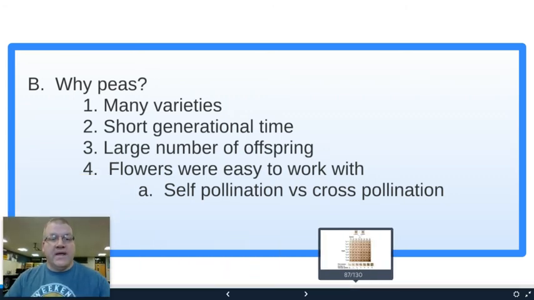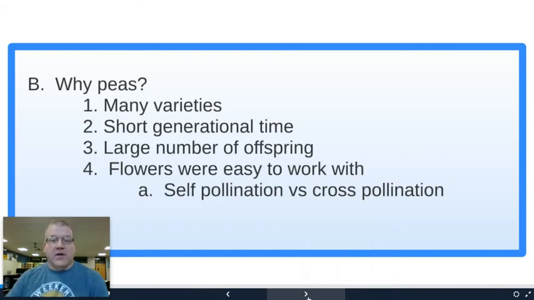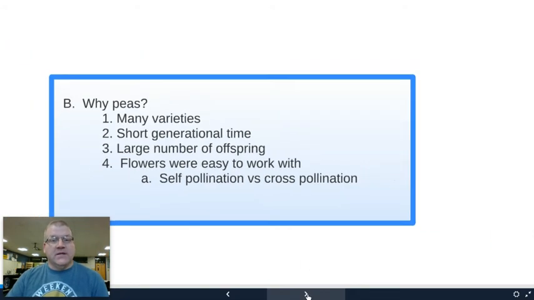So, why peas? What was the point? First of all, there were many varieties of peas. He was fortunate enough to inherit some true breeding lines, or if you were talking about animals, you might say they were purebred lines. They had a relatively short time of breeding and could produce a great number of offspring at one time. Also, the flowers were very easy to work with. He could control the pollination quite easily.